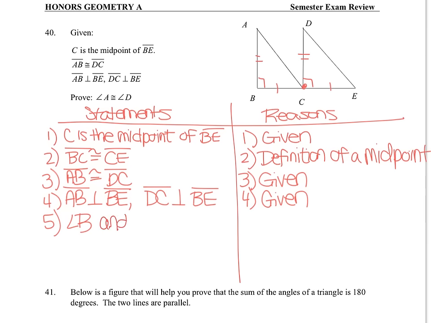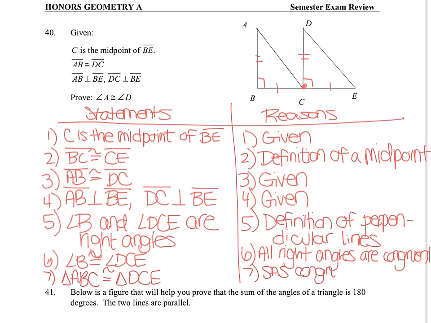So now I've proven by side angle side that these two triangles are congruent. So we know that triangle ABC is going to be congruent to triangle DCE, and this is due to the side angle side congruence postulate.